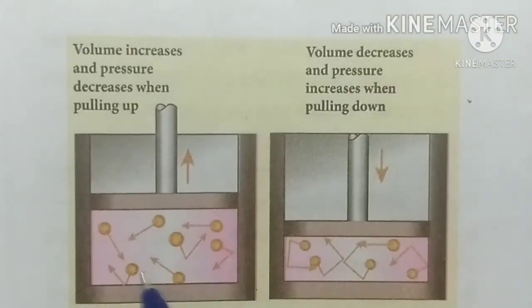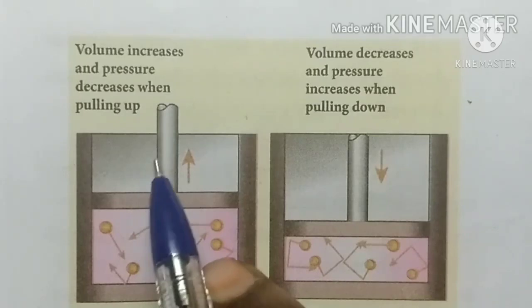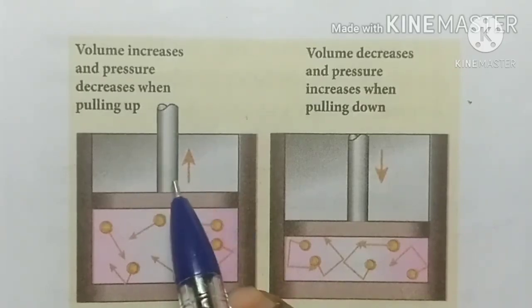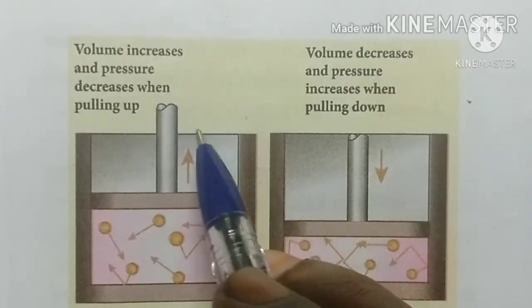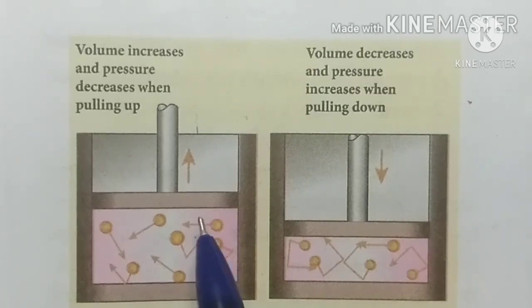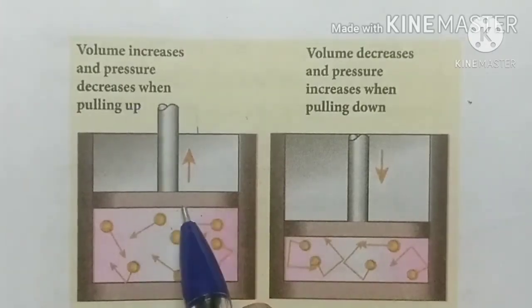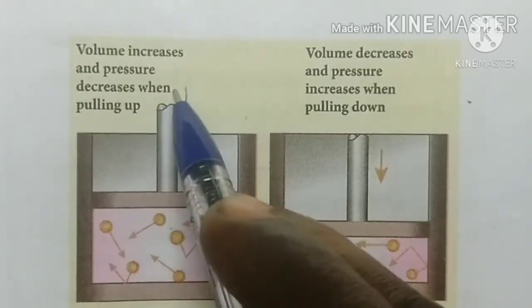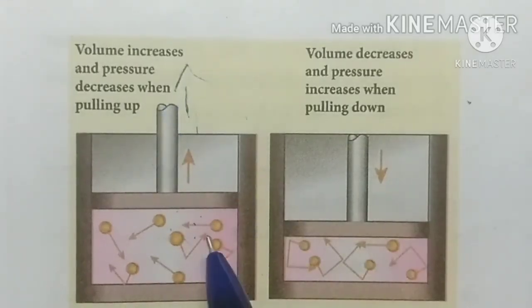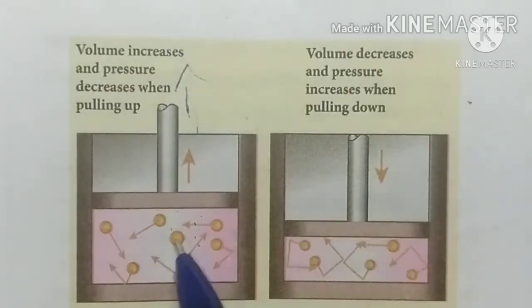Look at this picture here. The container is filled with gases and it is fitted with an airtight piston. Now if you are releasing the piston in the upward direction, what will happen? The volume of the gases will increase. So when we are moving this piston up, volume increases and the pressure of the gases will decrease.